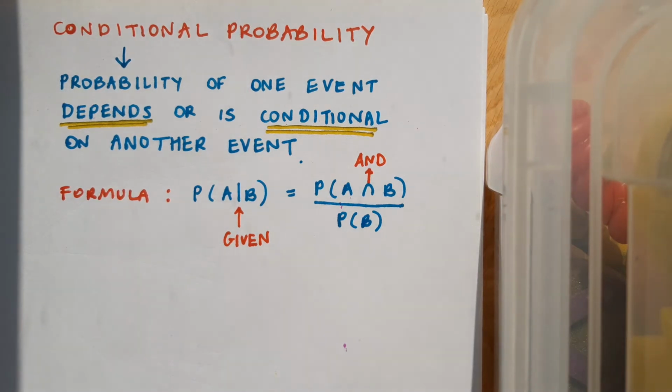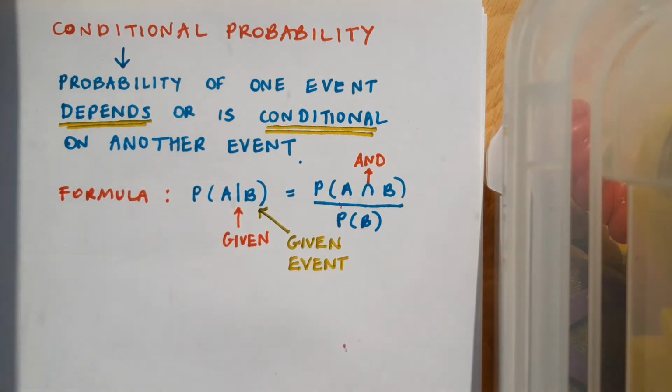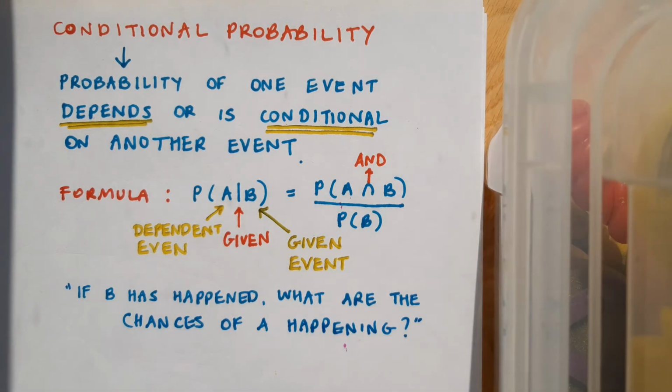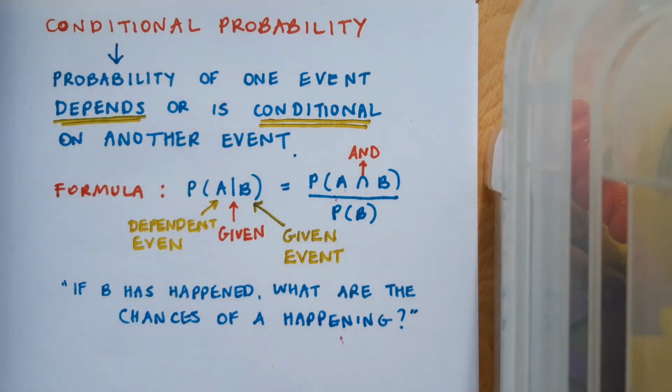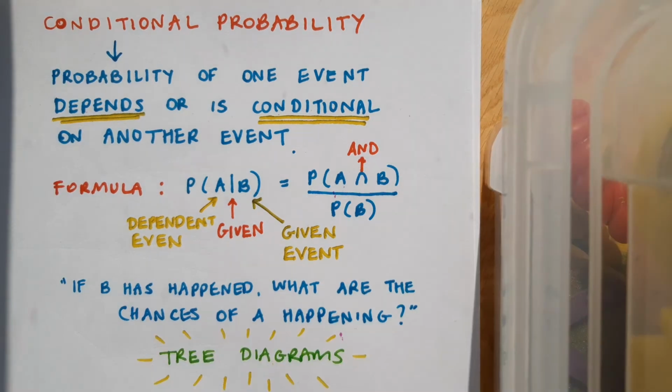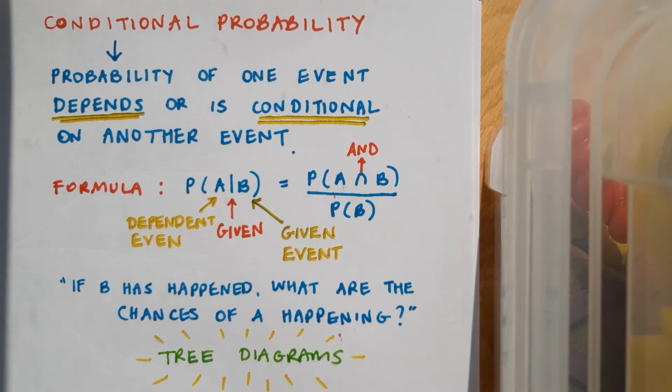In this context, I'm making the assumption that B has happened, so it is the given event, and A is going to be affected possibly by B, so it is called the dependent event. Another way of phrasing this is to say, if B has happened, what are the chances of A happening? One really useful way of dealing with conditional probability questions is to use tree diagrams. And I'll talk you through an example now to show you how to do these.